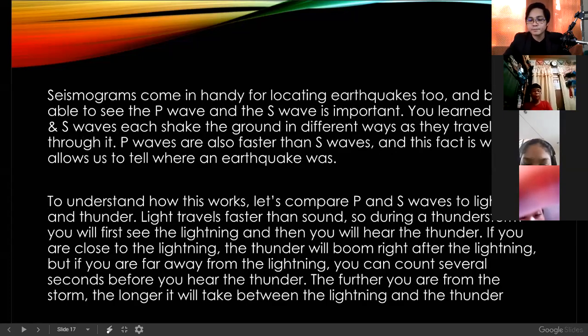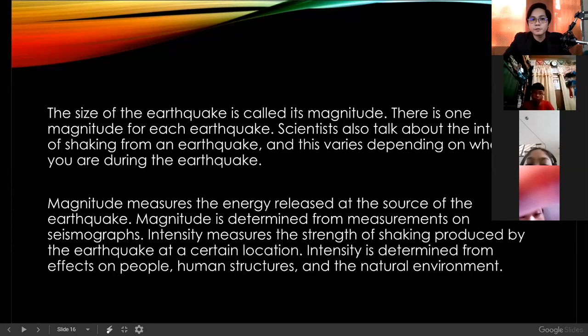Question so far? Before we move on, Rabi, yes? The magnitude, sir, is measured during the earthquake? Yes, at the epicenter, while the intensity is measured after the earthquake and not just at the epicenter. Yes, correct. Not just the epicenter, because the effects may be far away from the epicenter.